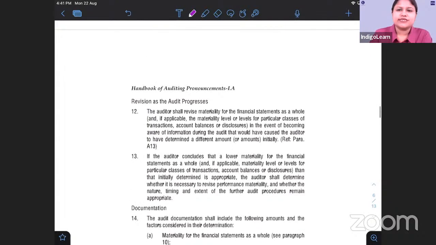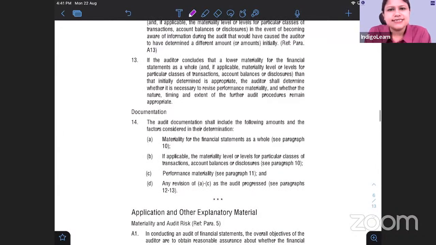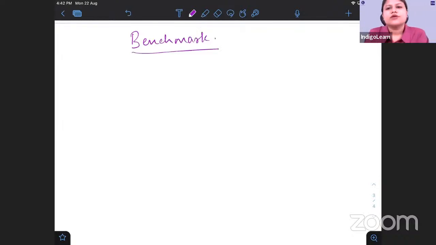Then one very important point of discussion again here is that this standard is going to give you a methodology of how you are going to calculate the material level to start with. When you plan the audit, what would be the method that you could use for deciding the material level? Now this concept we call the concept of benchmark. What is it called? Benchmark. So what is the meaning of the word benchmark and how are we going to use this concept for determining the material level?